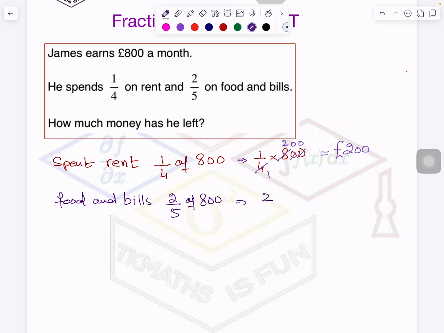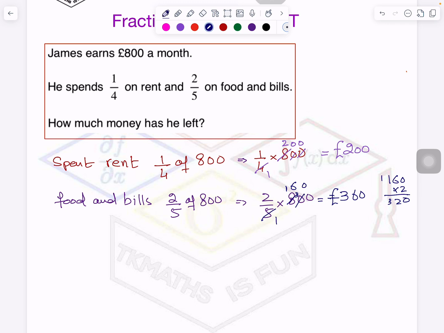So you can do 2/5 times 800. Now again, 5 ones are 5. 5 ones are 5, 6, 7, 8, 3 left. 30, 5 sixes are 30, 5 zeros are 0. So 160 times 2 is what? If you cannot do it mentally, you can write it like this and calculate it. 320. So £320 he spent on food and bills.